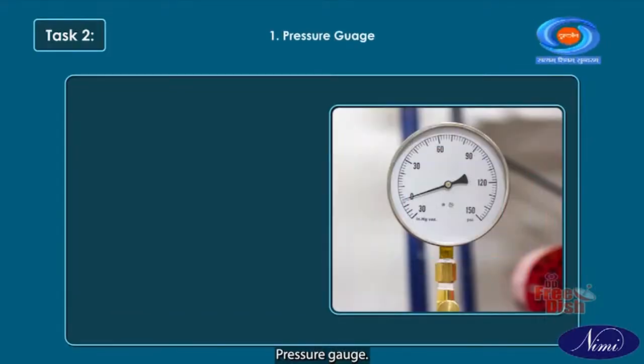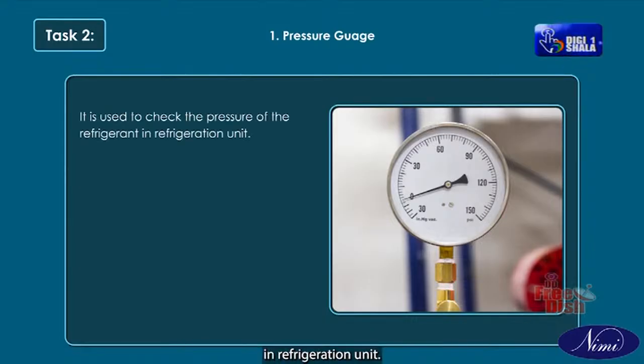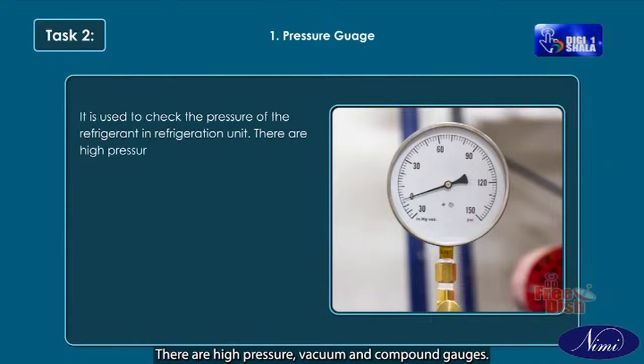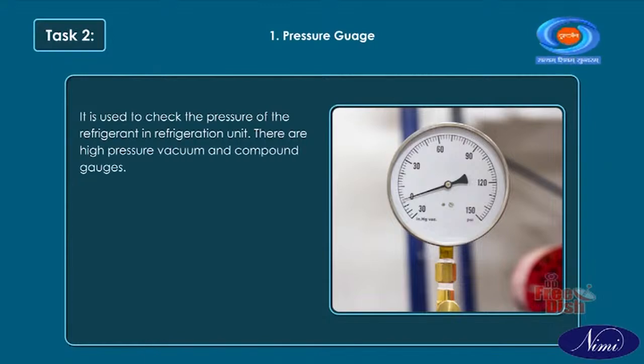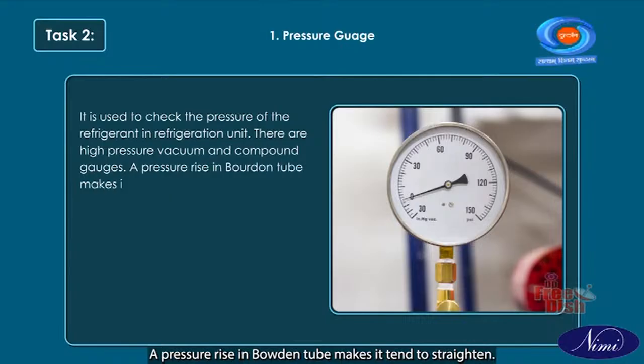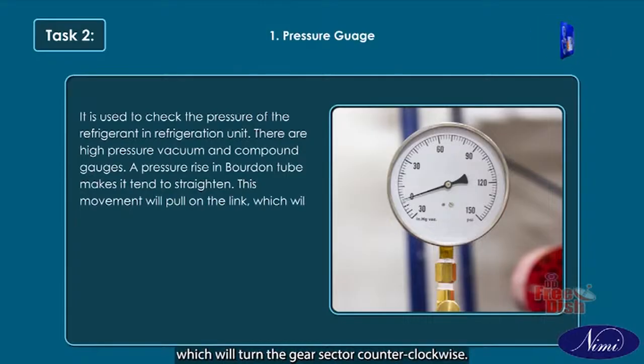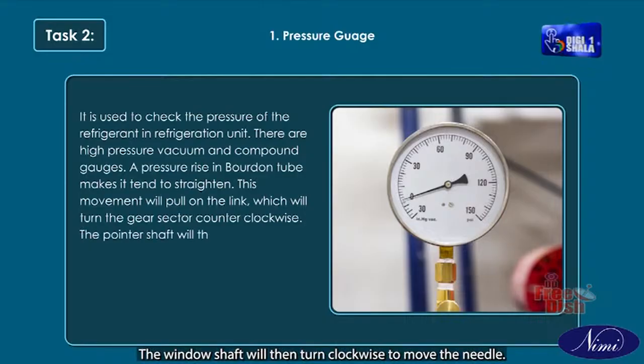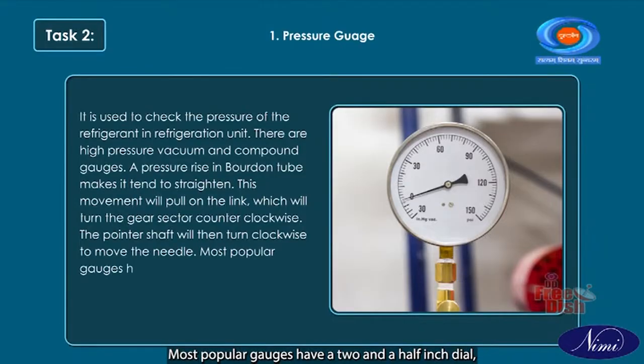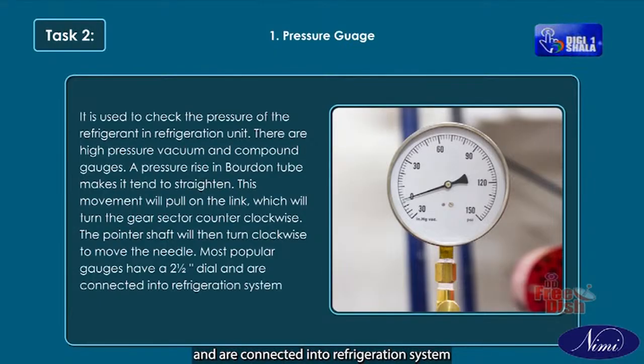Number 1. Pressure gauge. It is used to check the pressure of the refrigerant in a refrigeration unit. There are high pressure, vacuum and compound gauges. A pressure rise in the Bourdon tube makes it tend to straighten. This movement will pull on the link, which will turn the gear sector counterclockwise. The pointer shaft will then turn clockwise to move the needle. Most popular gauges have a 2.5-inch dial and are connected into the refrigeration system with a 1/8-inch male pipe thread.